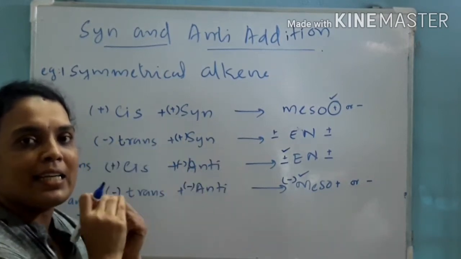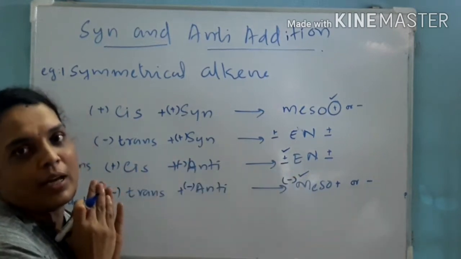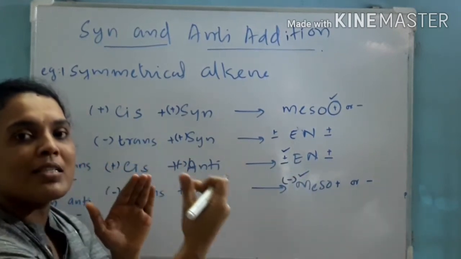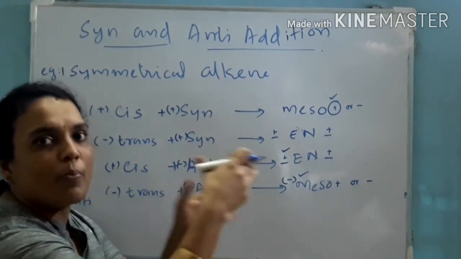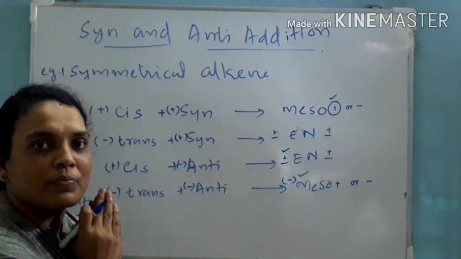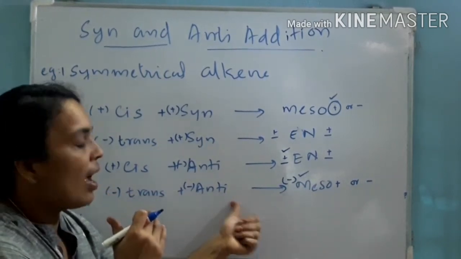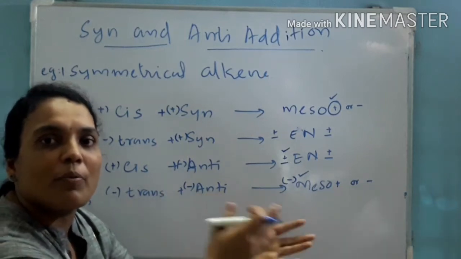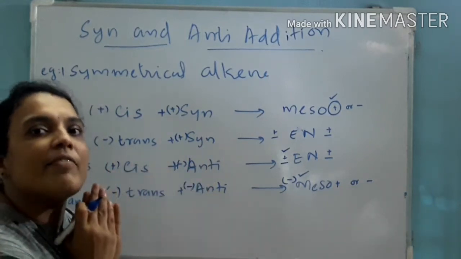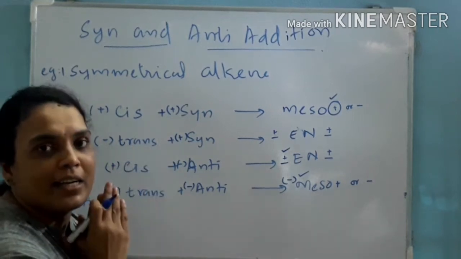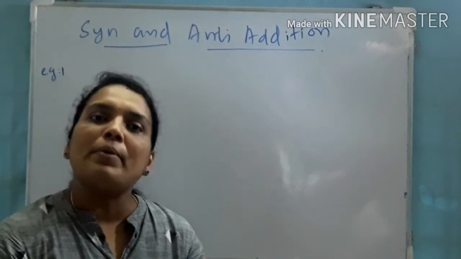Cis plus anti, cis is plus, anti is minus. So the product is enantiomer. Trans plus syn, trans is minus, syn is plus. So plus minus. So enantiomer. Trans is minus, anti is again minus. So the product is minus. Got it? So it is an easy way to remember this in an anti addition. Clear that? Now let us come to unsymmetrical alkene.